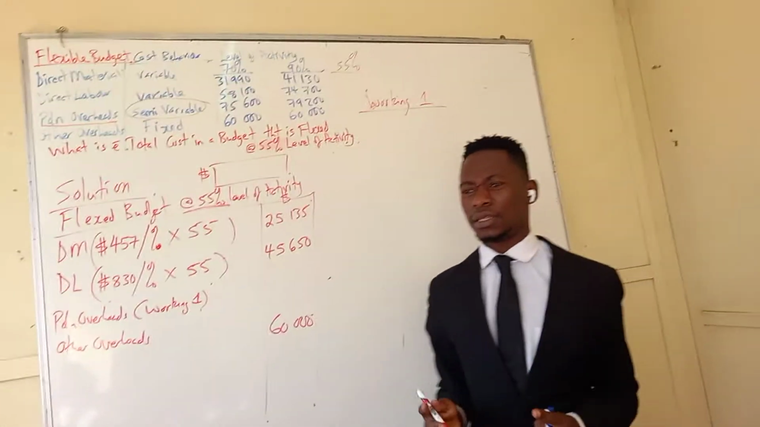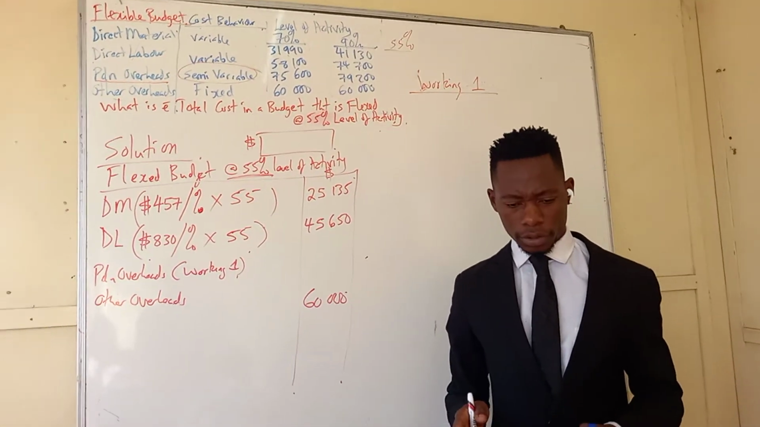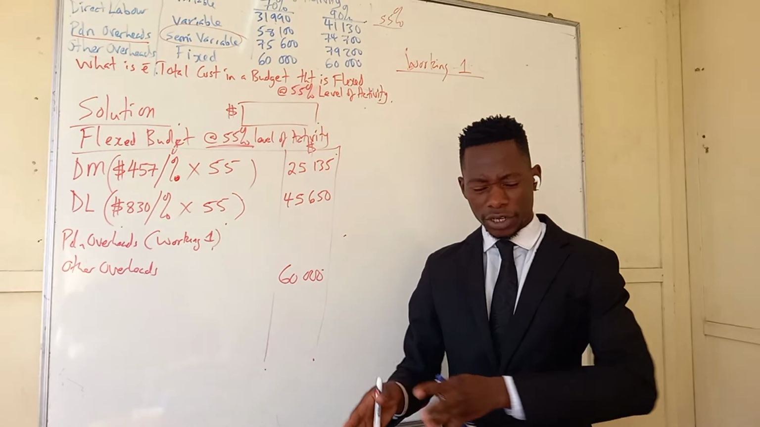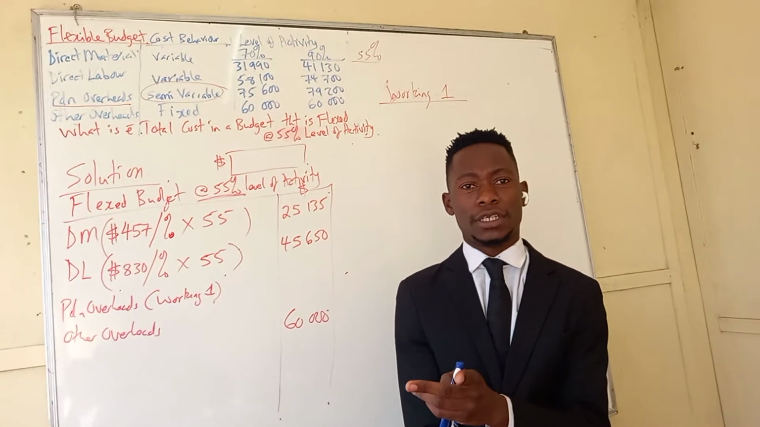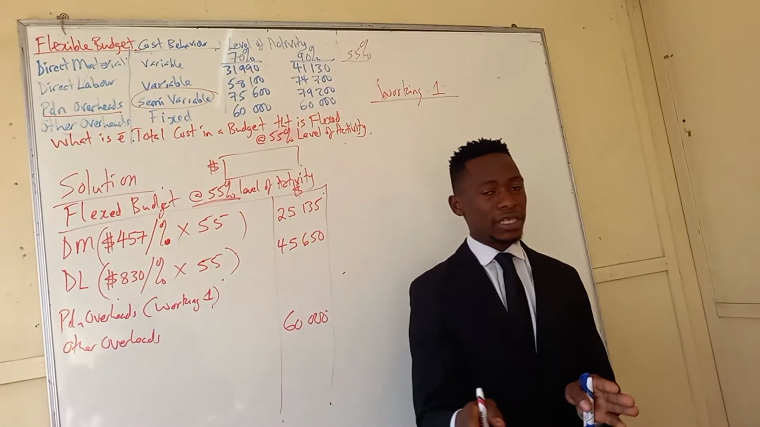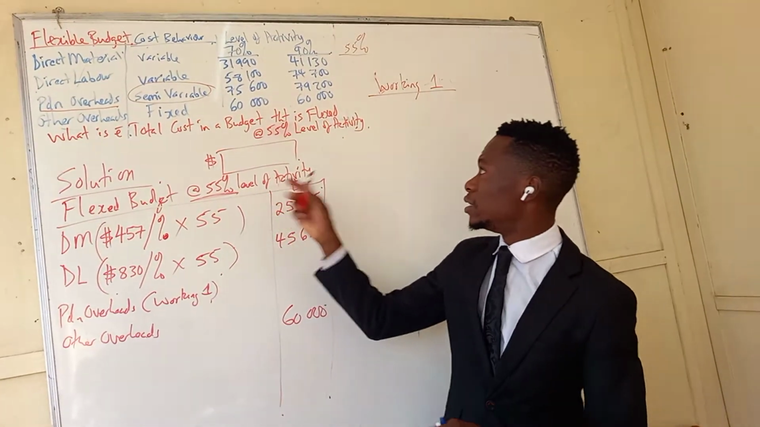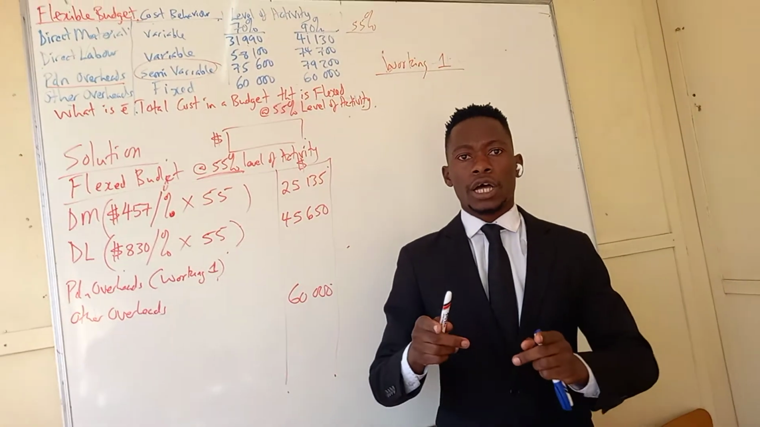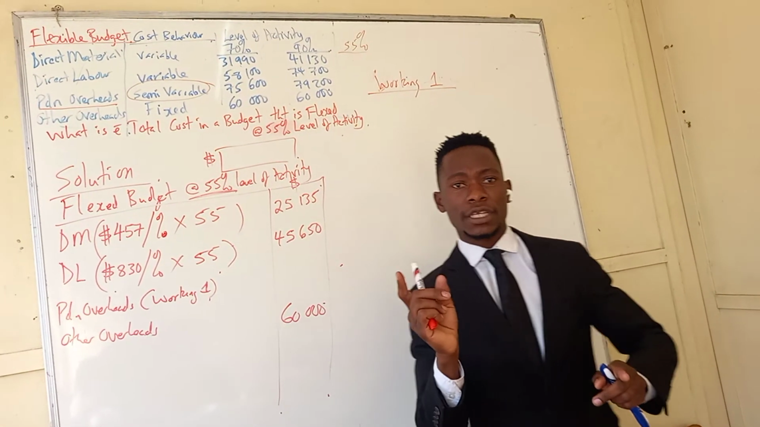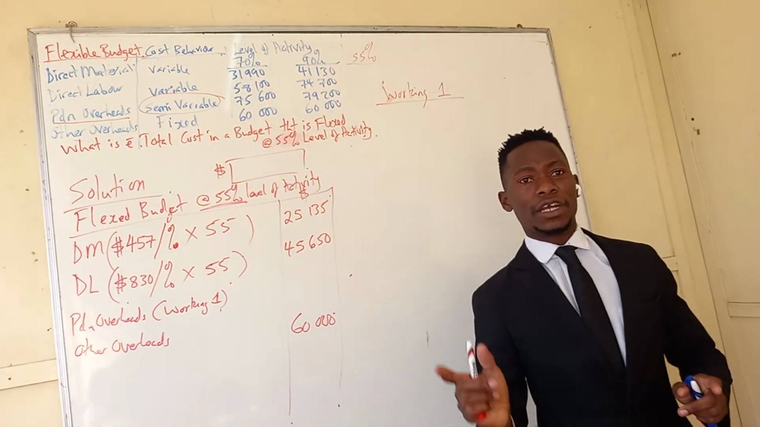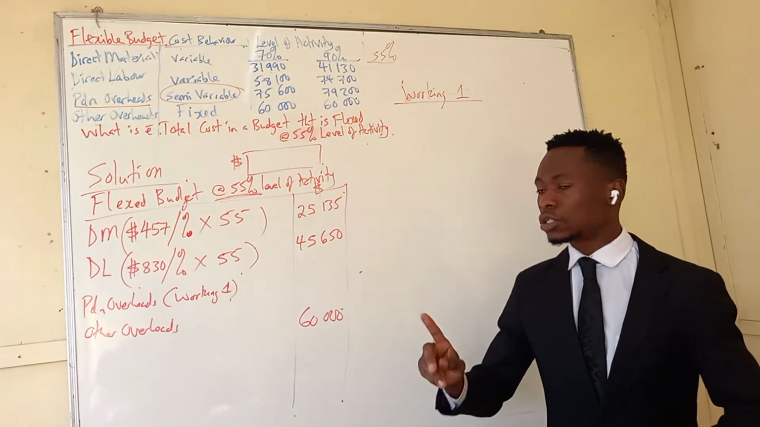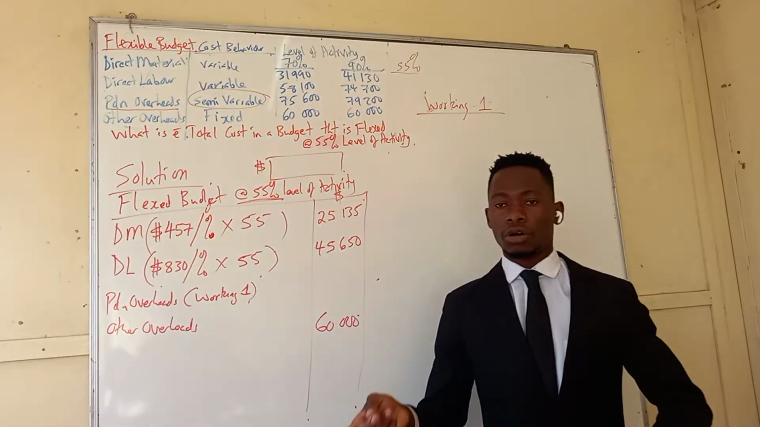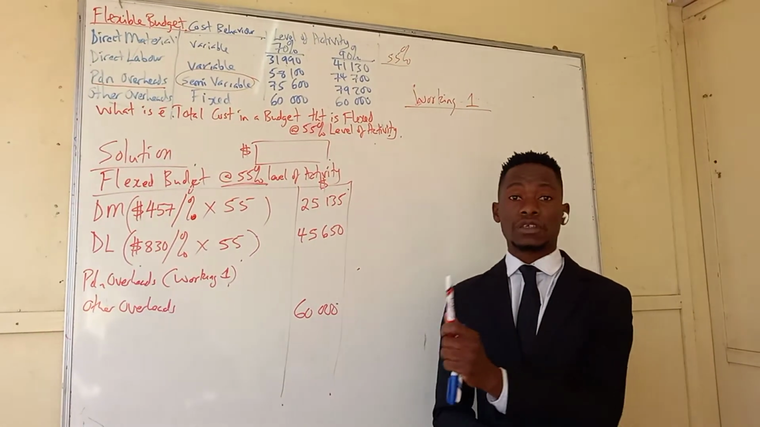Now the question is, semi-variable. We have the fixed, we have the variable. So how are we going to flex the budget? For you to flex the budget now, you need to split the cost up. So you need to know the fixed element and the variable. Then you flex the budget. So we need to separate, because the fixed cost doesn't change. So I have to calculate the fixed cost first.